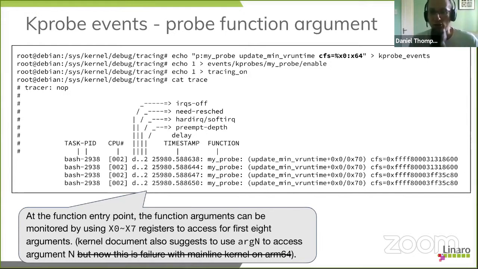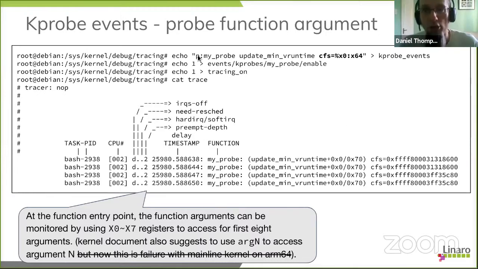Let's do better because we don't think that tracing just the return value is enough. Let's look more deeply at the arguments. Now, we looked at the ABI last week. We saw that when you are entering a function, x0 contains the first argument, x1 contains the second argument, and so on.